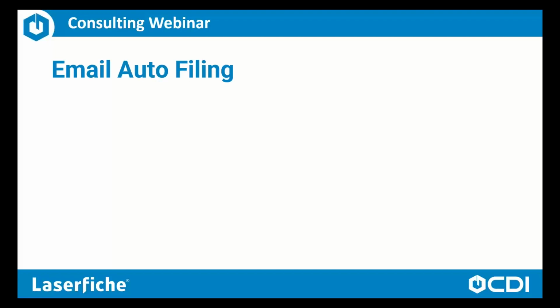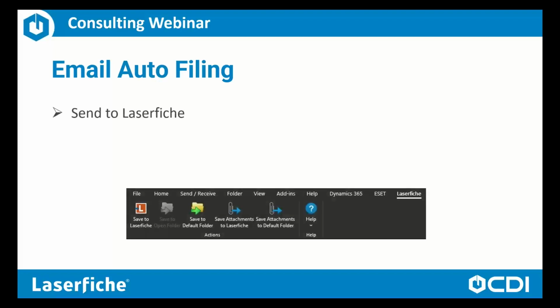Email autofiling. We are able to automatically send emails to the Laserfiche repository from Outlook using the Laserfiche ribbon inside of our Outlook program. We have many actions available, such as saving to Laserfiche, saving to our default folder, or we can save only the attachments to Laserfiche.